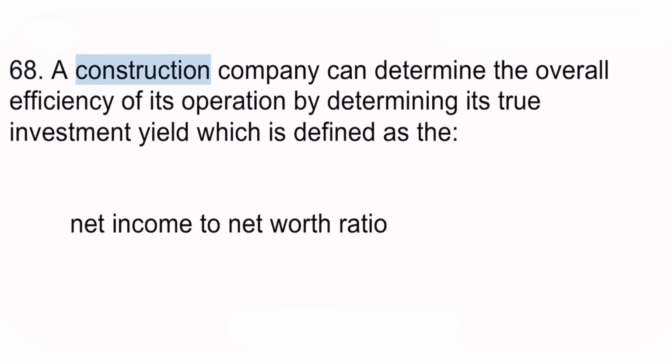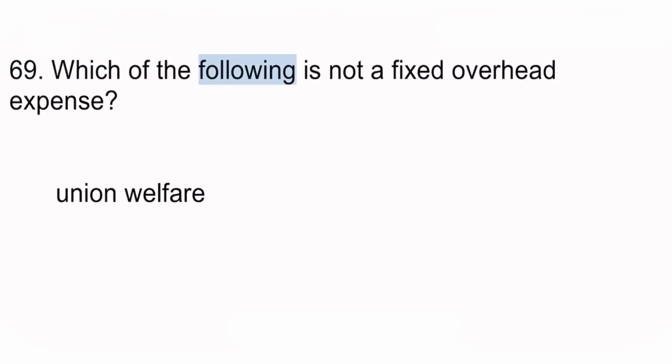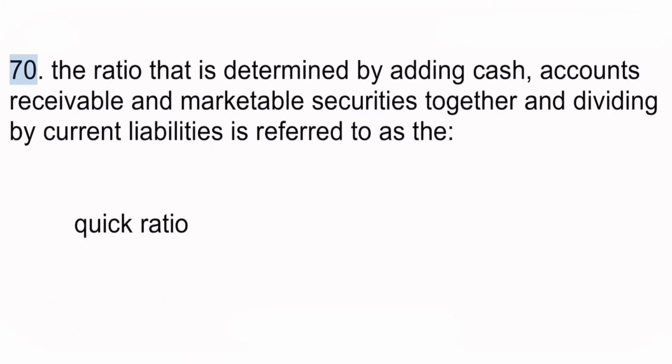68. A construction company can determine the overall efficiency of its operation by determining its true investment yield, which is defined as the net income to net worth ratio. 69. Which of the following is not a fixed overhead expense? Union welfare. 70. The ratio that is determined by adding cash, accounts receivable and marketable securities together and dividing by current liabilities is referred to as the quick ratio.